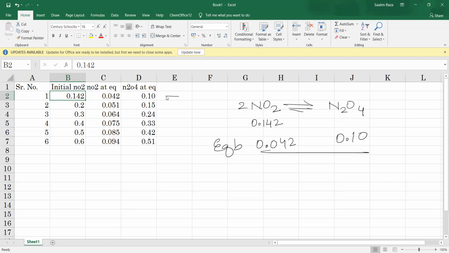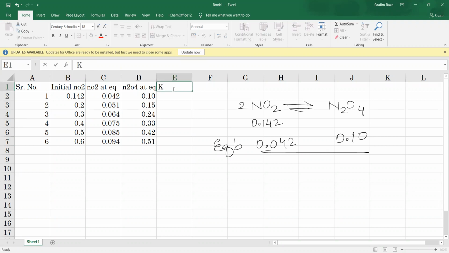You understand now what is written here and here? So initially, when we have 0.142, I got 0.042 and N2O4 was 0.1. Then I changed my experiment, and in this experiment, I started with 0.2 molar. Then I got 0.051 molar of NO2 and 0.15 molar N2O4. Then I started with 0.3 molar, 0.4 molar, 0.5 molar, 0.6 molar. Now I will see the equilibrium constant.